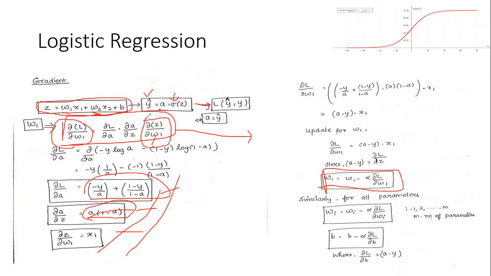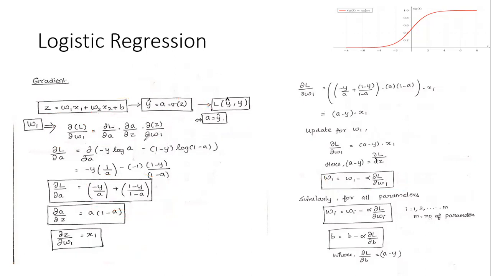And how? Why? I'm not asking how you can calculate that. I'm asking why can you calculate this? What is Z? Absolutely right. That is the hypothesis function. So what do you mean by dZ over dW1?